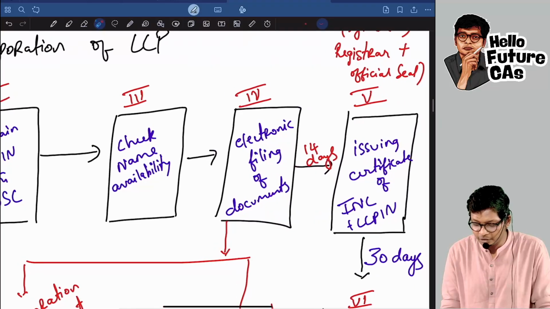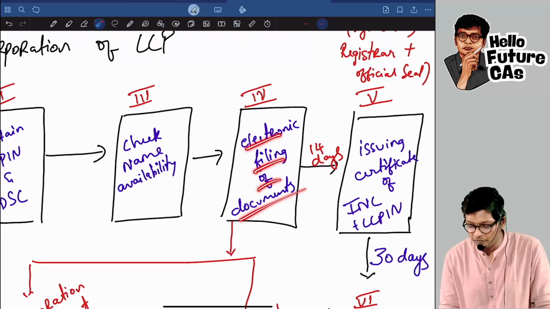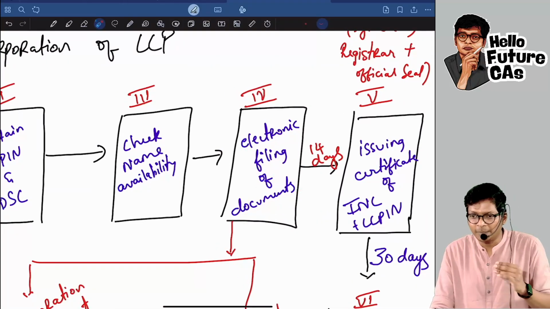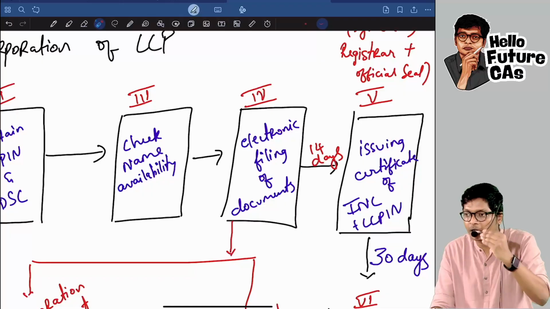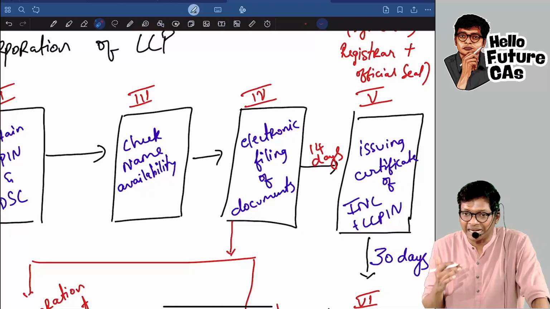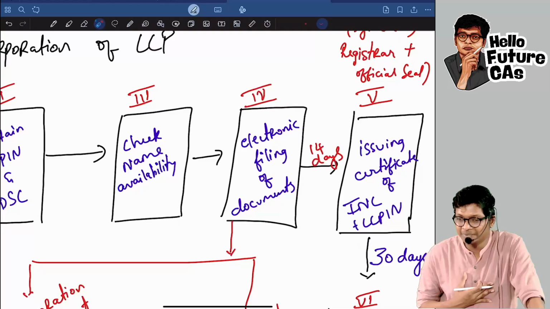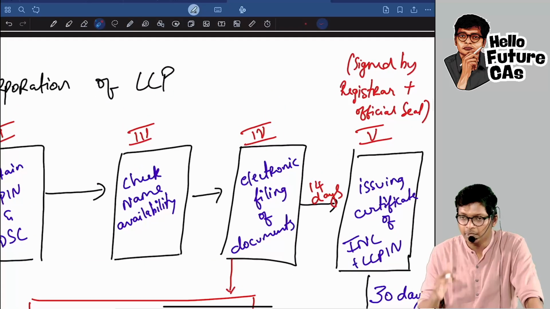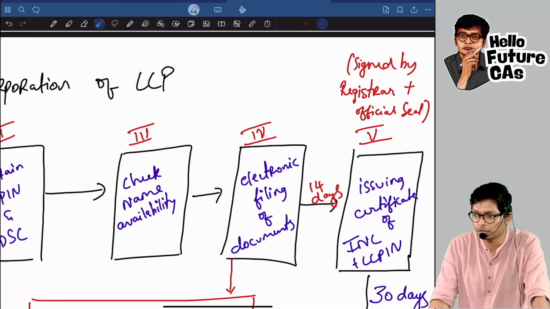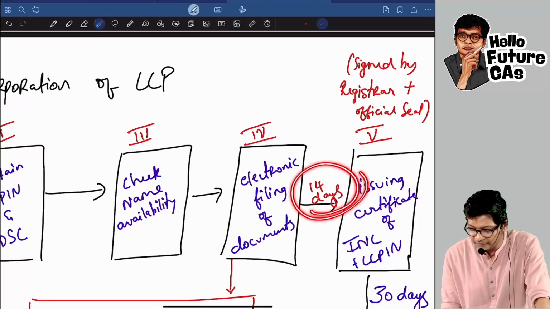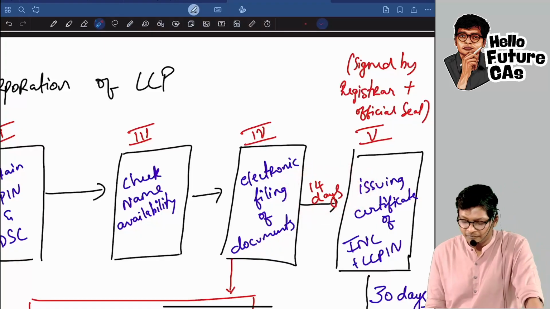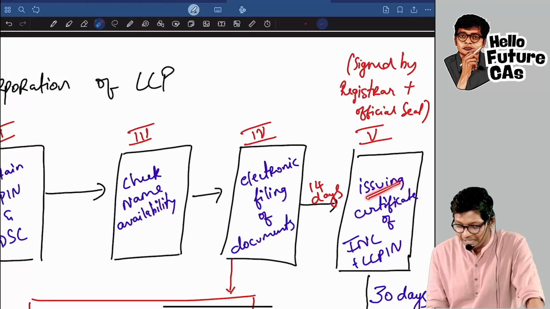Next, what they will do is electronic filing of documents. Just as you apply to the CA Institute, here you will apply to the ROC with some attachments. I will come to the attachments later, guys. You will apply in step number 4. Once you apply, within 14 days, look at this, within 14 days, the ROC will issue a certificate of incorporation.